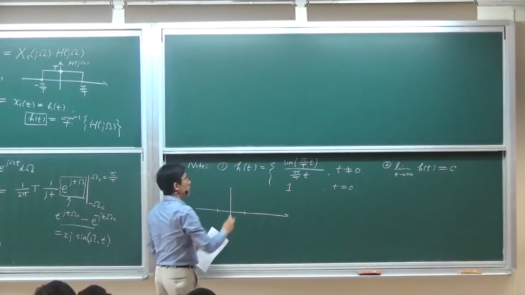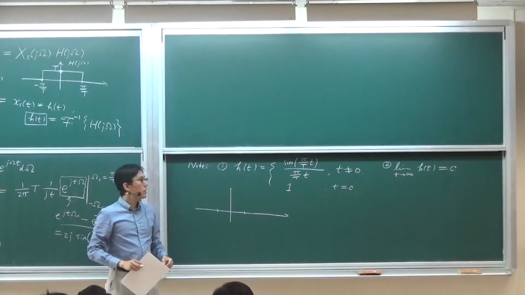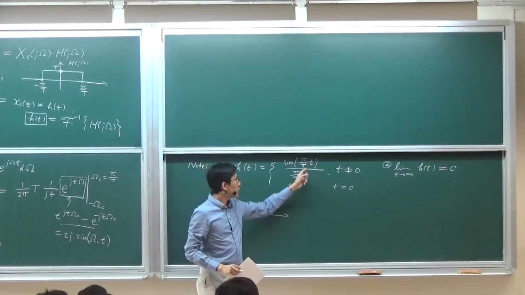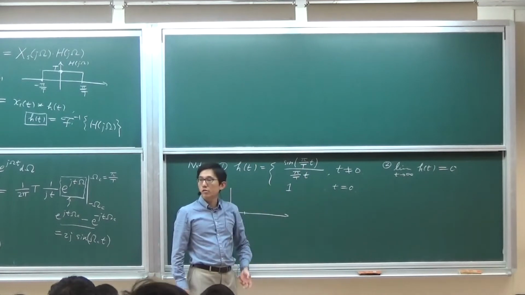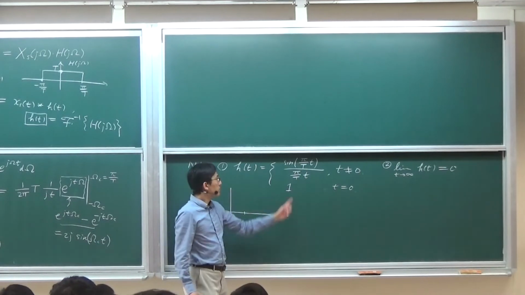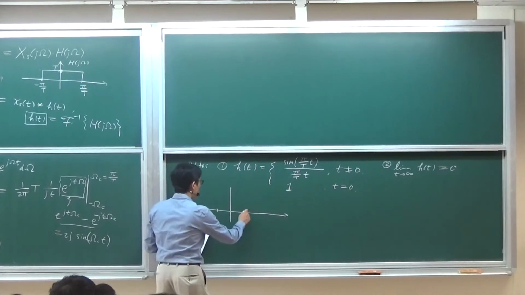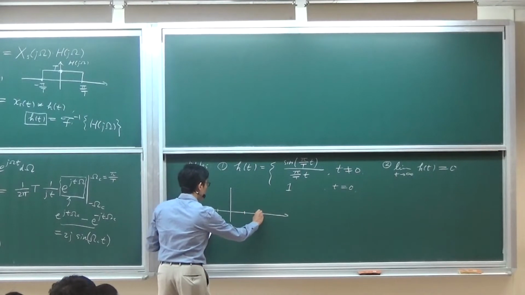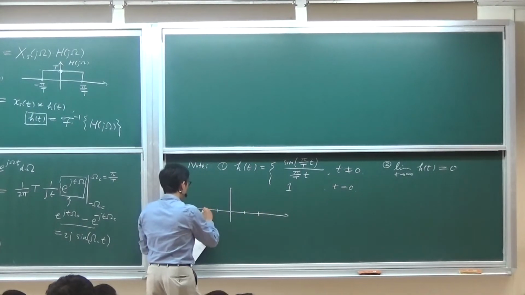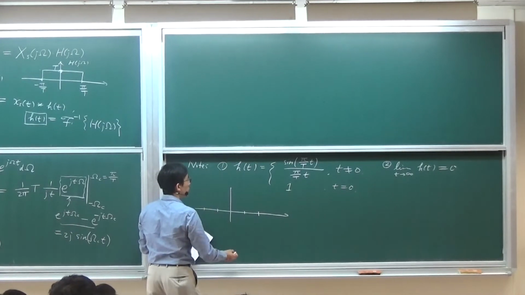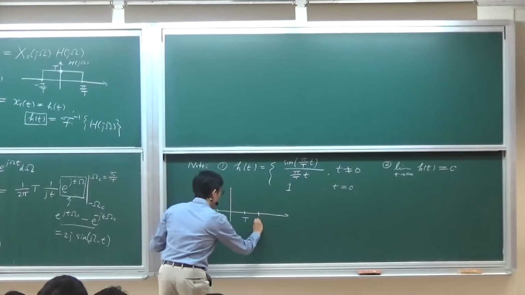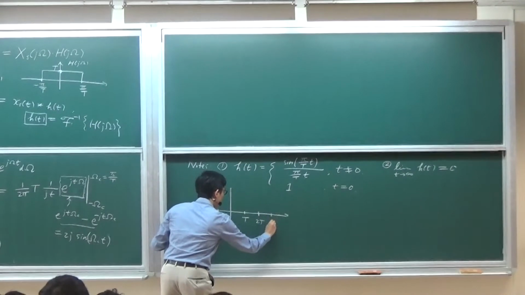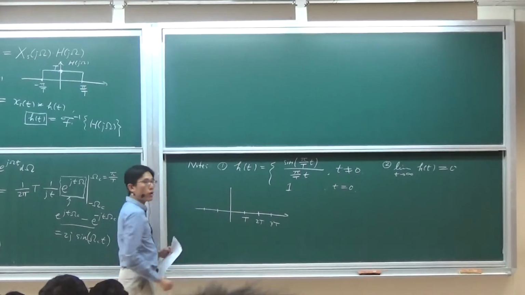h of t is going to have zero crossings whenever the argument inside here is a multiple of pi. Right? You have sine pi is 0, sine 2 pi is 0, sine 3 pi is 0. So this sinc function is going to have zero crossings at integer multiples of T basically. So at one sampling period, 2 sampling periods, 3, and so on, this function is going to cross zero.